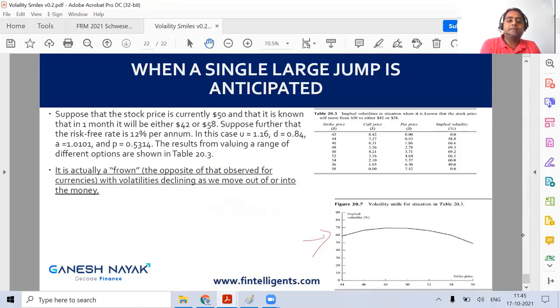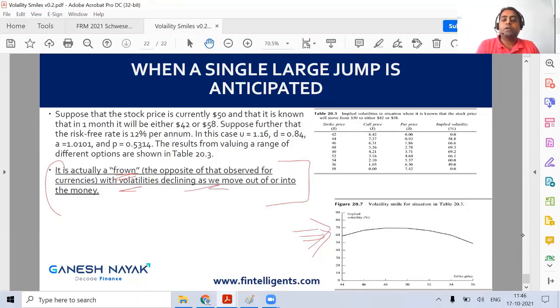That is why this is just a variation that they wanted to highlight, that every time it is not going to be a smile. They have tried to connect it back, giving you a situation that when a price jump is expected, such a frown can also be seen in the volatility smile diagram, which is explained over here.